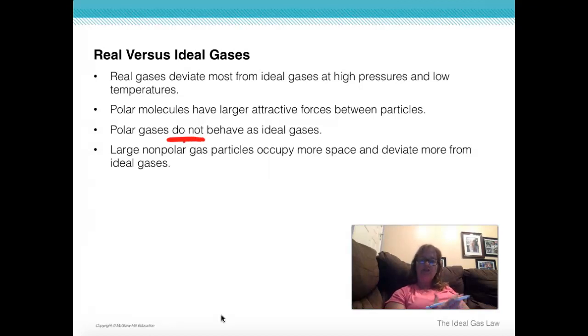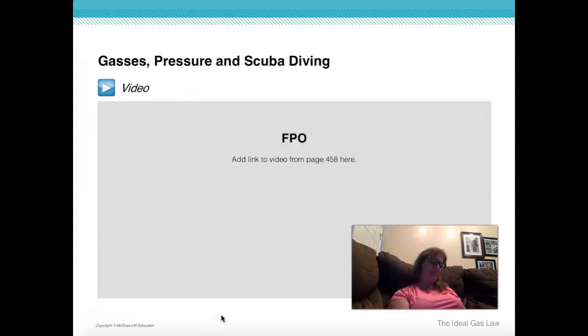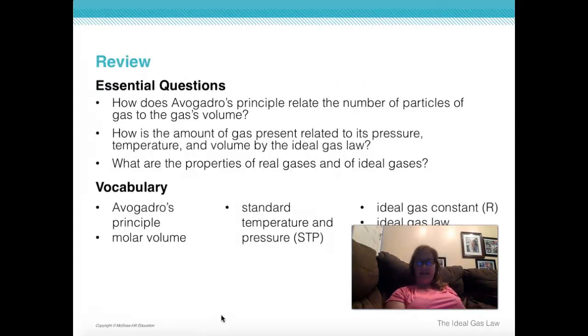And the larger a gas is, the larger that molecule is, the less it behaves like an ideal gas. So those are some things to keep in mind as far as the differences between them. However, any problem I give you, you can assume it's an ideal gas. That's fair for this class. And that's our end for the lesson.